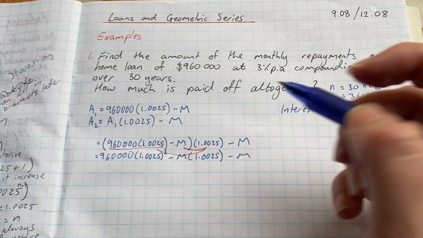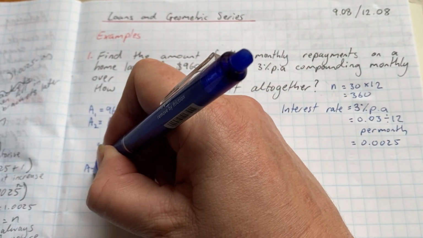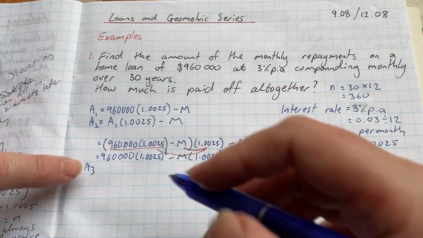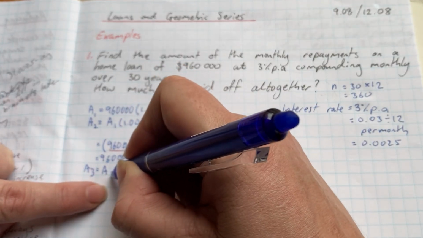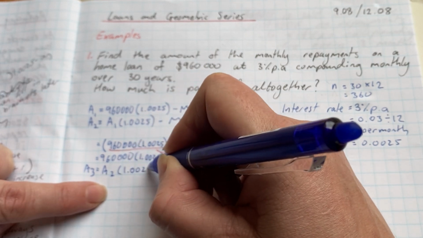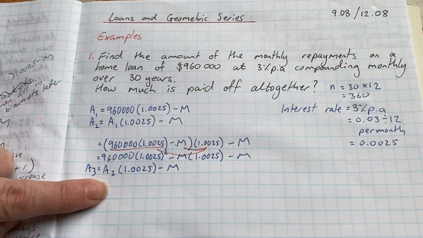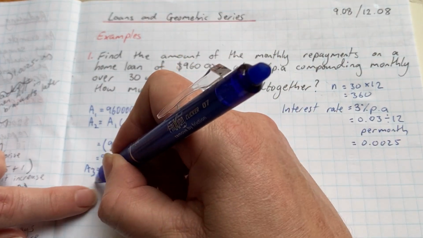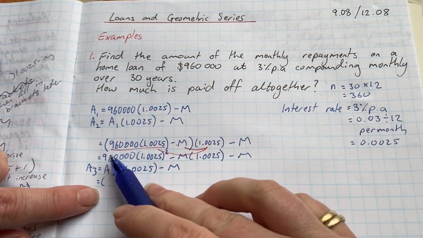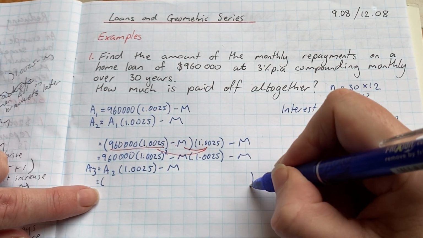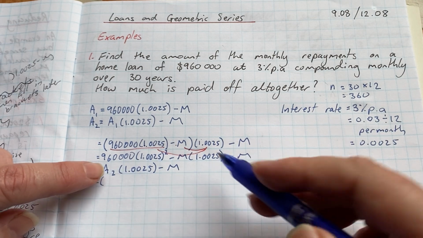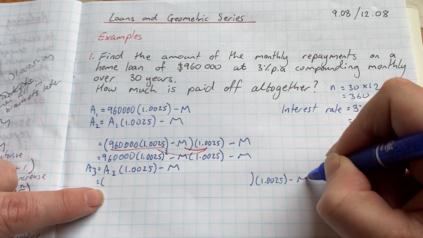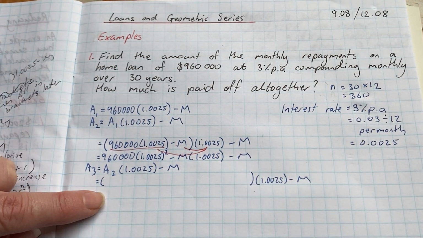Okay, so we do our A3. So for A3, we're writing this line, but with 3 and 2 instead of 2 and 1. Okay, so A2 times 1.0025 minus M. We must write that line each time. If you don't write that line, you're much more likely to make mistakes. Write brackets first, the size of this whole A2. Okay, that's the A2 times this, minus the M, and then fill in your A2 after.